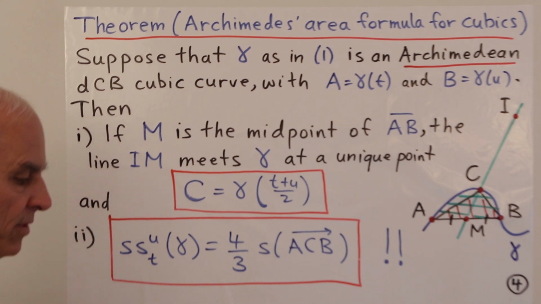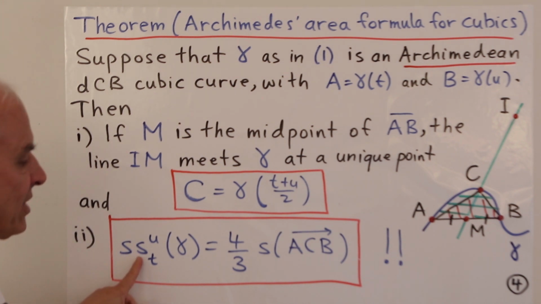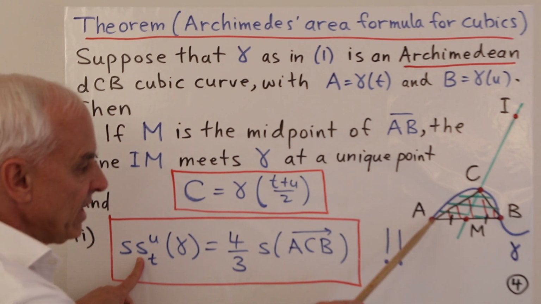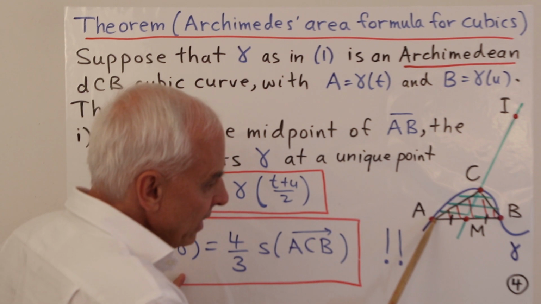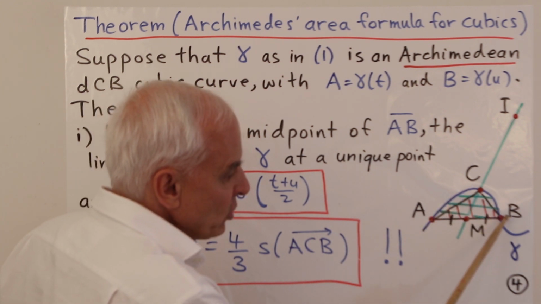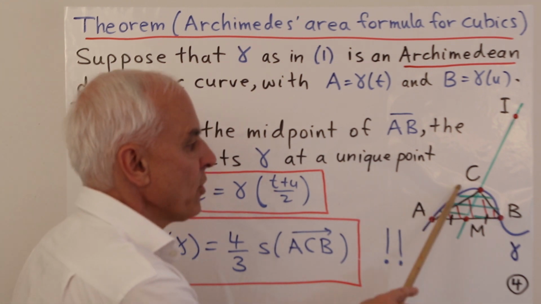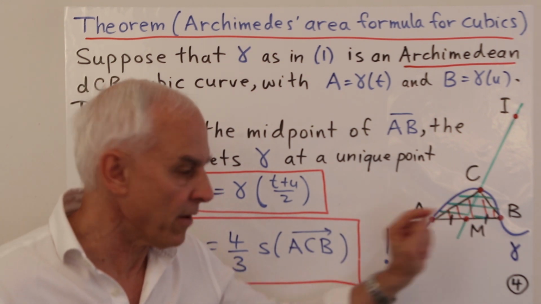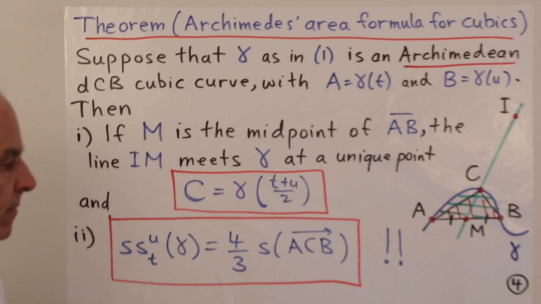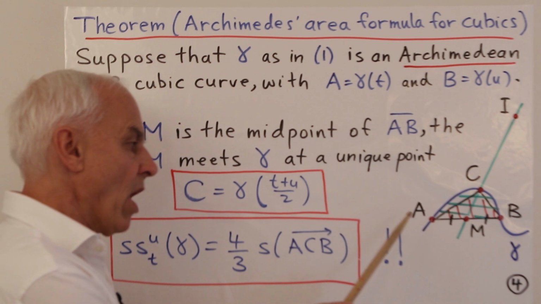Okay, and now we come to the Archimedes area formula in this cubic context, which is that if we look at the signed slice area from t to u of this curve gamma, so that's the signed area of what we get when we take the curve together with the oriented segment from B to A. So we're going around the curve from A to B and then straight back from B to A. And it's this green area there that we're interested in. The statement is that that's 4/3 the signed area of the triangle ACB.